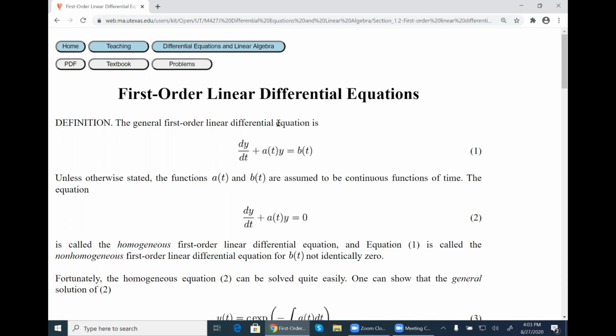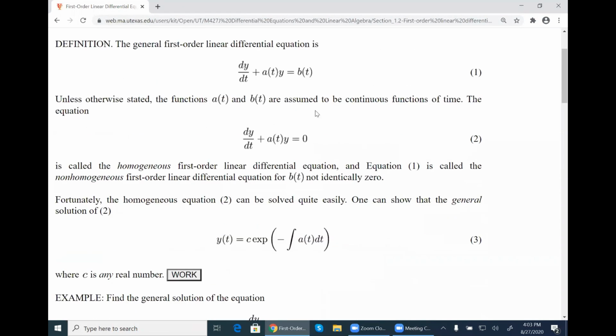Before we discuss how to come up with the general solution of this equation, let us consider a particular case, when B of t is equal to 0. We call this a homogeneous first order linear differential equation. Homogeneous means B of t is equal to 0. This formula gives us the general solution of such an equation.